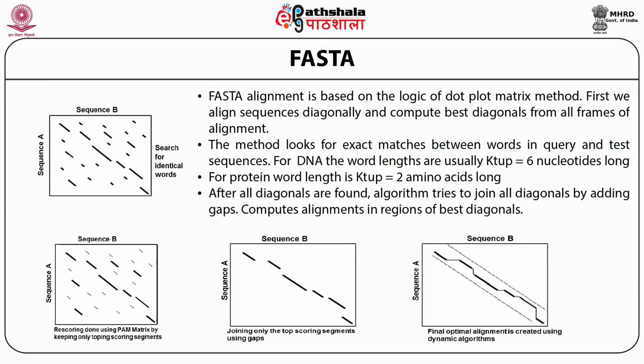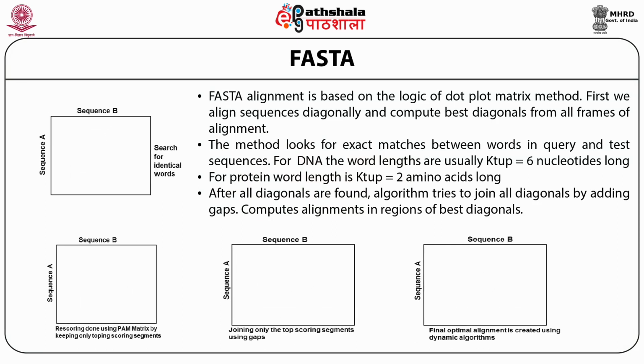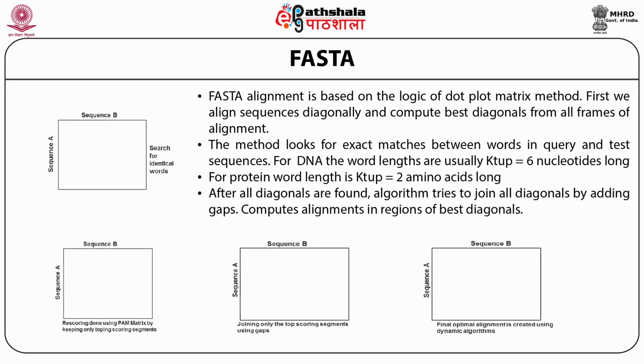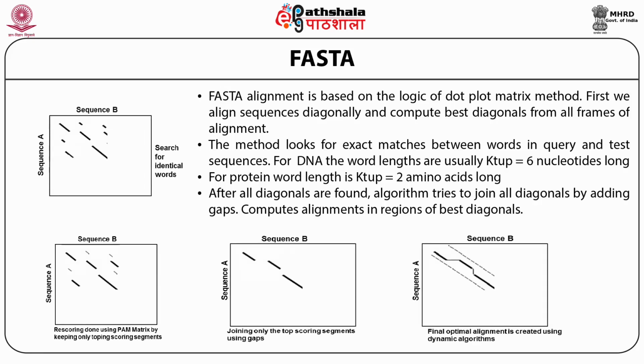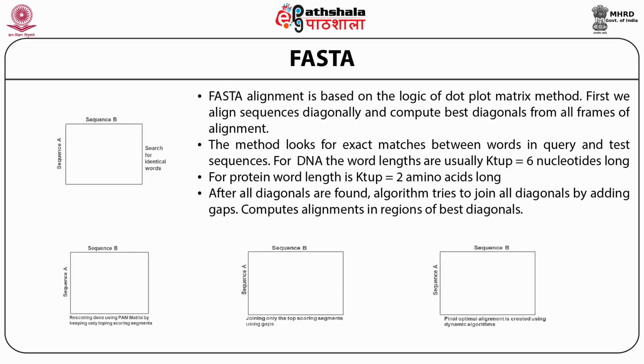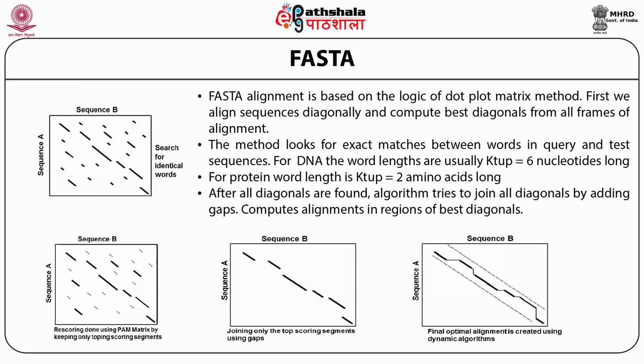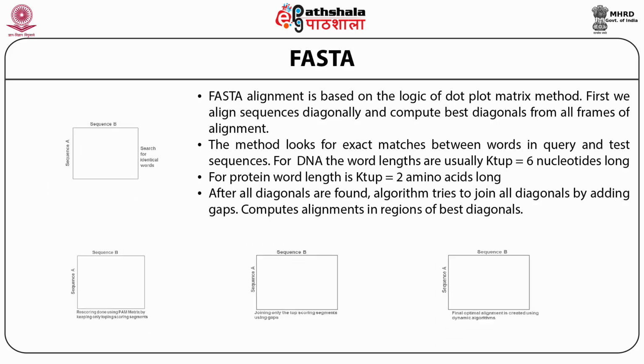FASTA alignment is based on the logic of the dot plot matrix method. So first we align the sequences diagonally and compute the best diagonals from all frames of alignment. For example, on the left side you see two sequences, A and B. In a dot matrix you start putting dots, whereas in FASTA you take a small stretch and start aligning. Once you finish the alignment, you follow the diagonal pathway as you observed in the Smith-Waterman algorithm. The method looks exactly the same here.